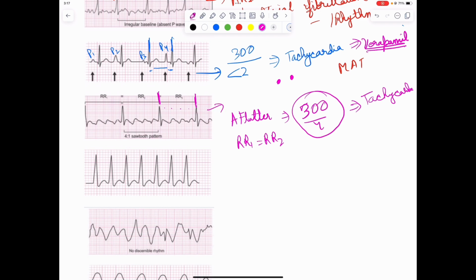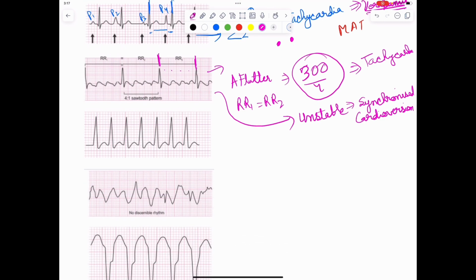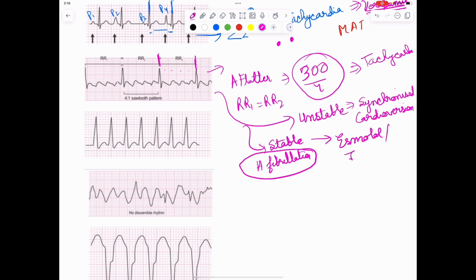So what is the drug of choice that we will give in atrial flutter? Remember, if the patient is unstable, you will give synchronized cardioversion. But if the patient is stable, just like what we did in atrial fibrillation. The treatment for atrial flutter and fibrillation is the same, although the name of the diagnosis may change. So for the stable patient, we will give either esmolol or an electrolyte, because we are focusing here on rate and rhythm control.